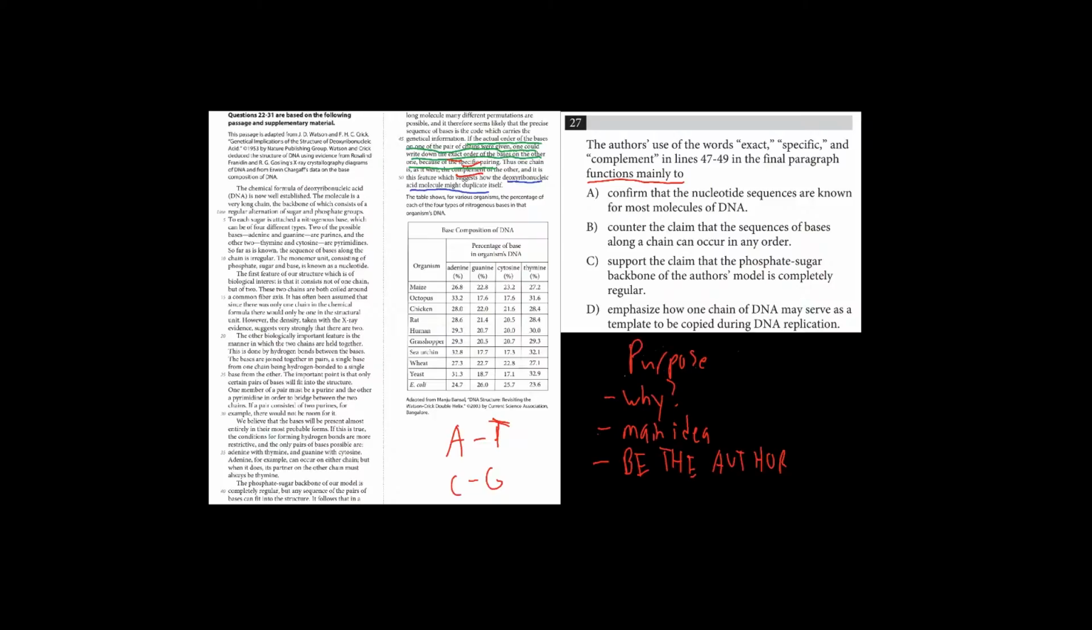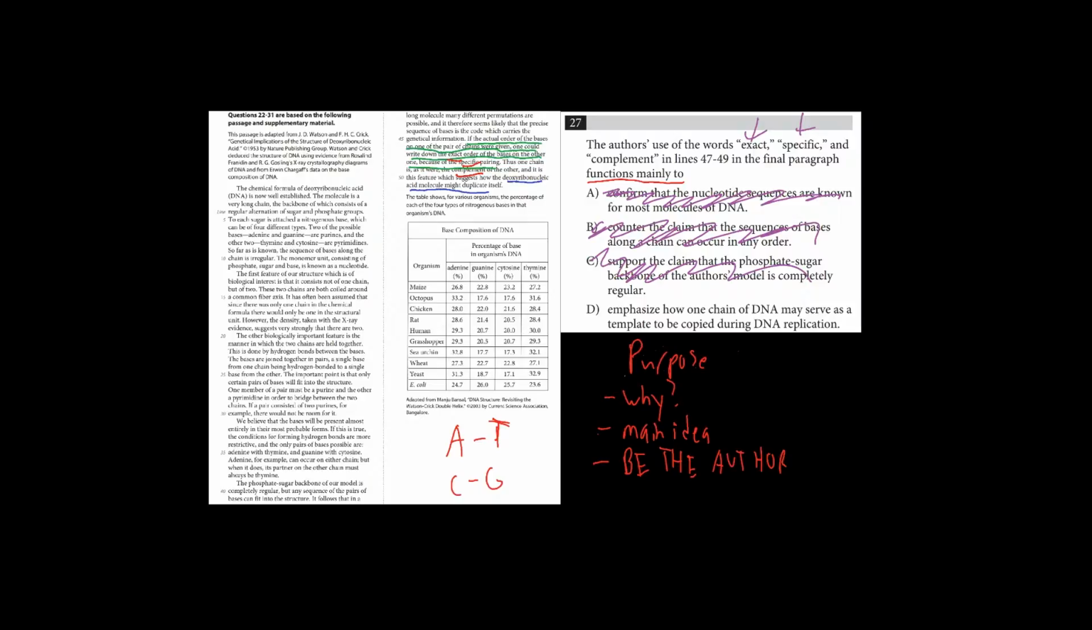Letter choice A, confirm that the nucleotide sequences are known for most molecules of DNA. That's not true because there's nothing in the passage that tells us that. B, counter the claim that the sequences of bases can occur in any order. He's not countering, he's just simply explaining something, so that's off the table. C, support the claim that the phosphate sugar is completely regular. Again, he's not really proving that it's regular, and these words right here, exact, specific, complement, they're not really to support that something is regular.